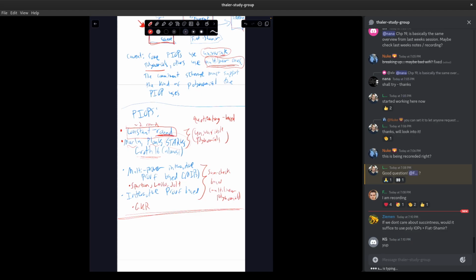These PIOPs all use univariate polynomials. As I'll explain shortly, they tend to be based on a technique called quotienting.